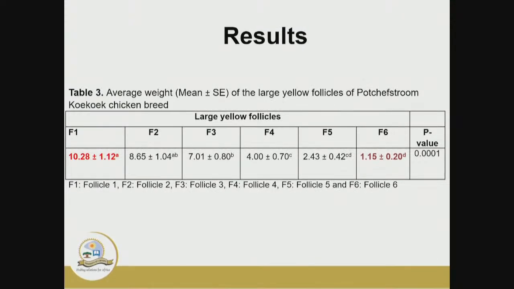And these findings further showed that follicle 1 there, as highlighted in red, is having a high average weight when compared to other follicles. However, it was not statistically significantly different from follicle 2. And follicle 6 had a lower average weight when compared to other follicles. However, it was not statistically significantly different from follicle 5.